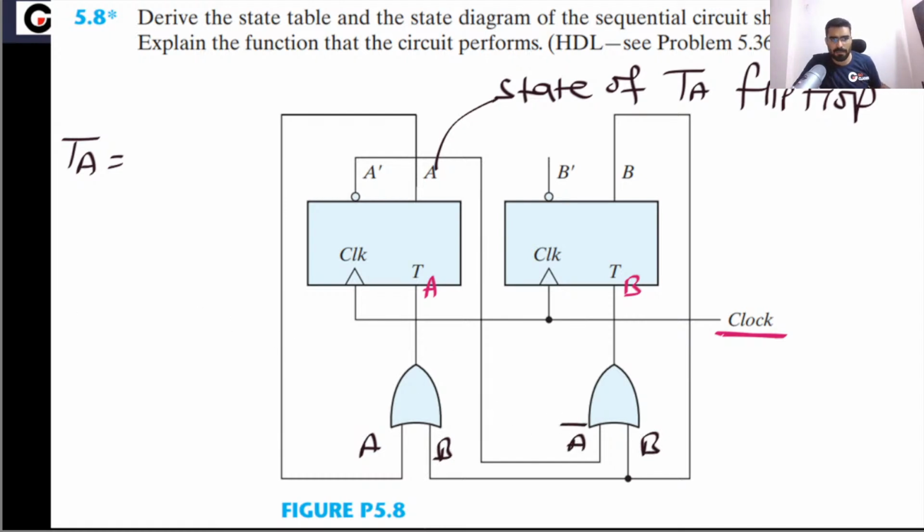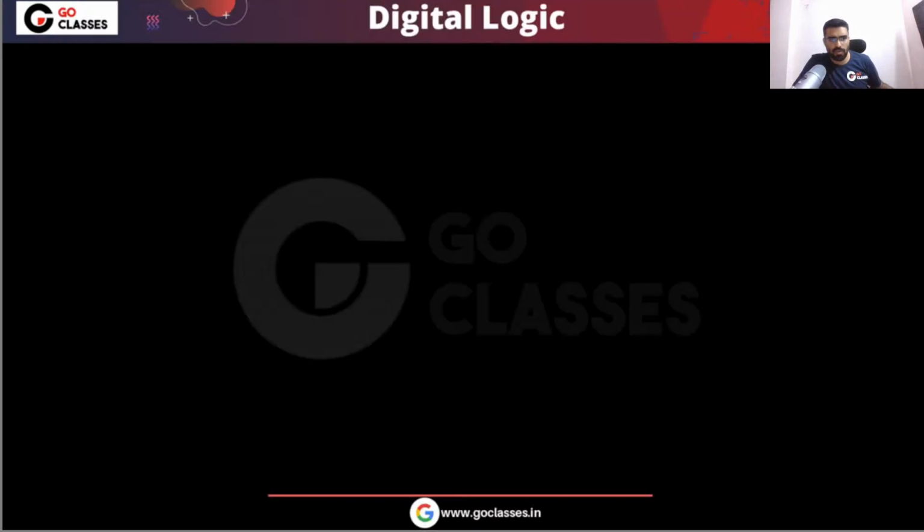So what is TA? First you tell me what is TA. TA is A or B. This is TA. And what is TB? Tell me TB. TB is A bar or B. So you can notice this is TA, this is TB. So we got this. Now what will we do?